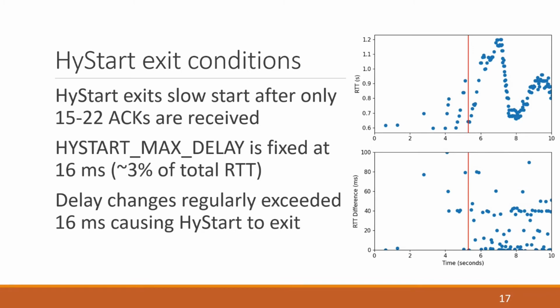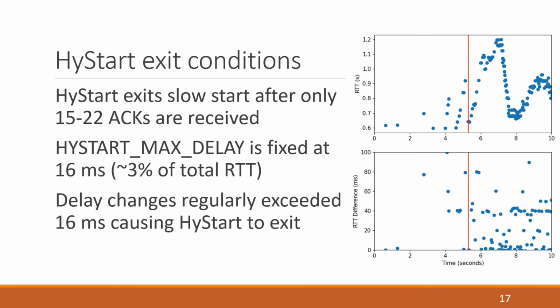Looking at our data, we found that HyStart exited only 15 to 22 ACKs into the stream, which was far before the full link utilization was reached. That was because the HyStart max delay, which is the upper bound for the HyStart delay threshold, is fixed at only 16 milliseconds in the Linux kernel, which in our case is only about 3% of our total round trip time, which is a very small amount of deviation.